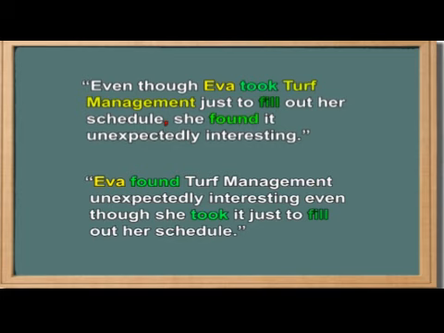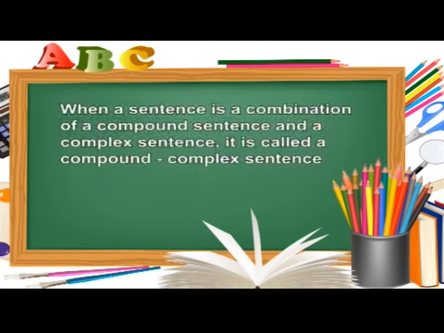Pay attention to these complex sentences. Subjects are in yellow and verbs are in green, and the subordinators and their commas when required are in red. When a sentence is a combination of a compound sentence and a complex sentence, it is called a compound-complex sentence.